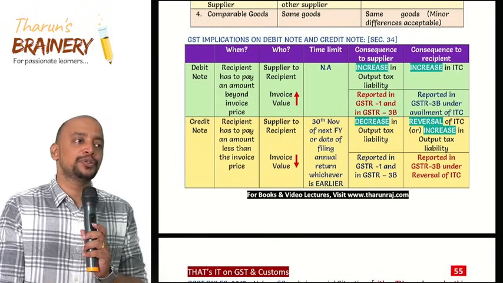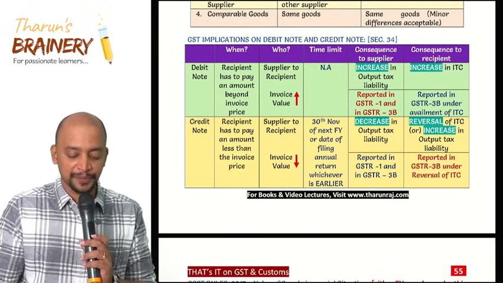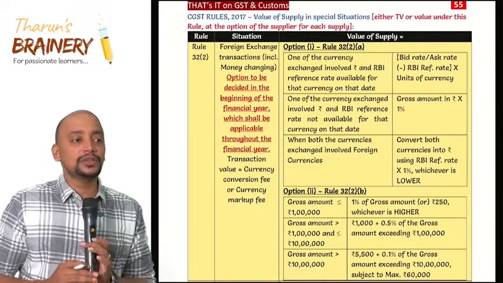and where they need to report this information? They need to report this information in GSTR 3B. Then we have rule 32.